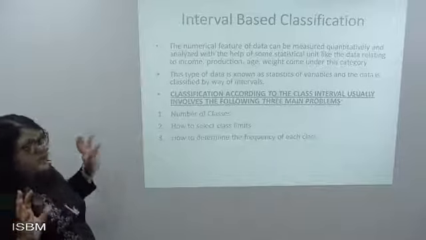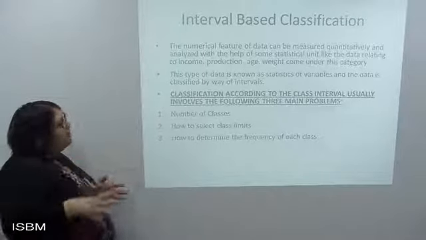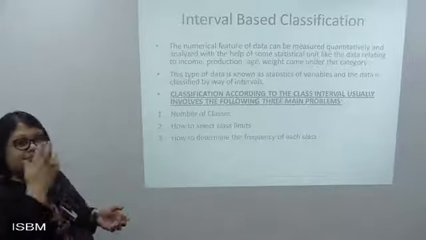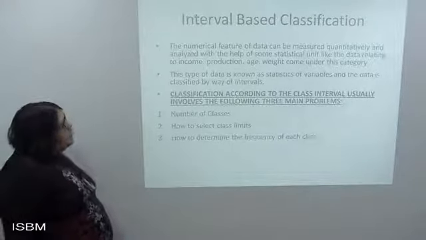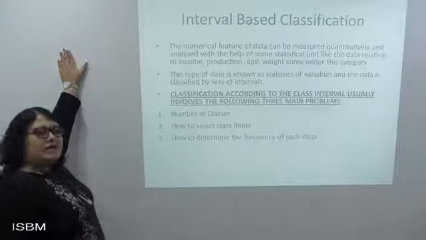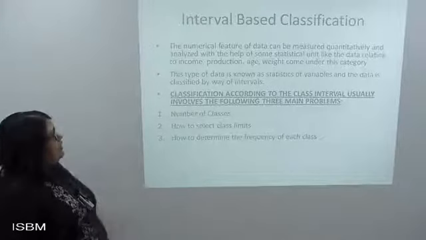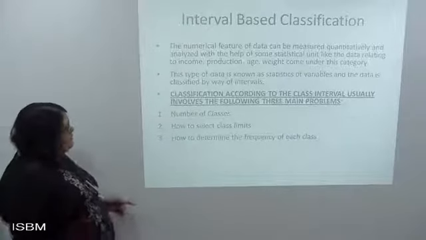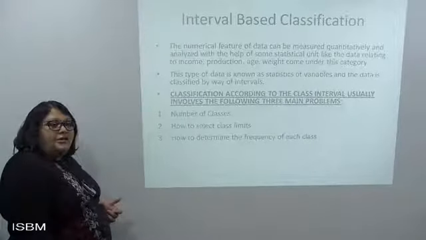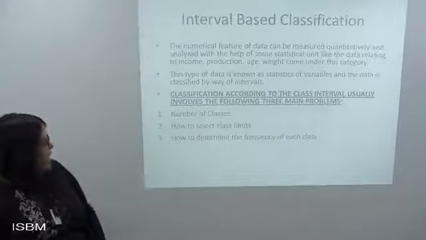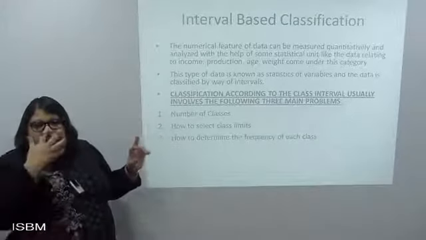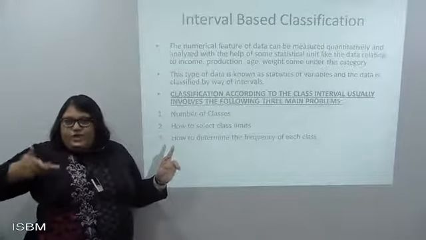So basically, you are creating data from the variables which are given to you. Based on that, you are creating class interval data. Now in class interval data, you mainly have three problems: the number of classes, how to select the class limit, and how to determine the frequency of each class. So the number of classes can be 5 to 10, 15 to 20.